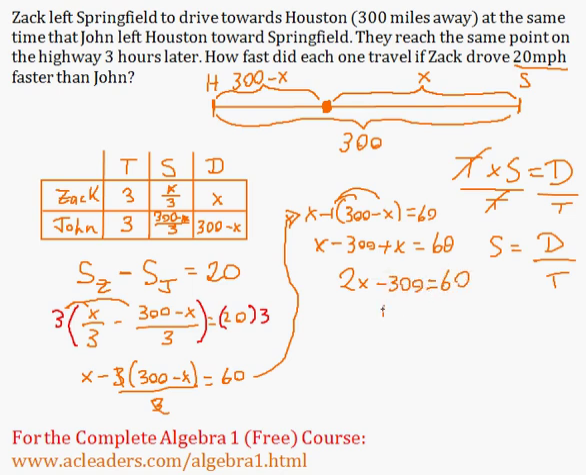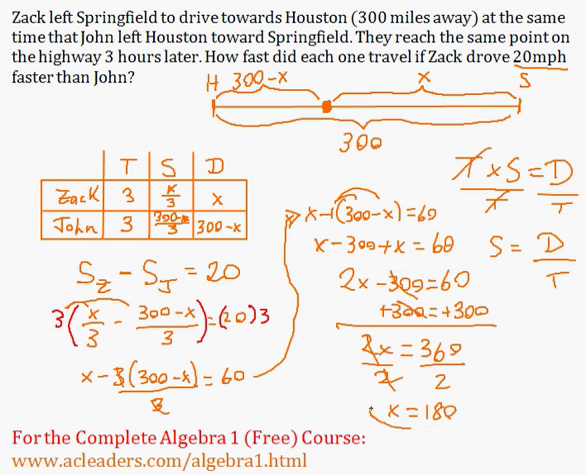So I can add 300 to both sides of the equation. So these guys cancel out. And 2x is equal to 60 plus 300, 360. Divide both sides by 2. And x is 360 divided by 2, 180. So 180 is the distance between Springfield and the point on the road where they meet up.